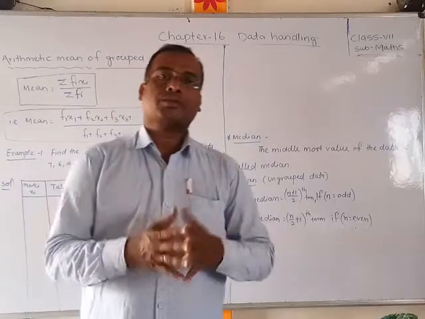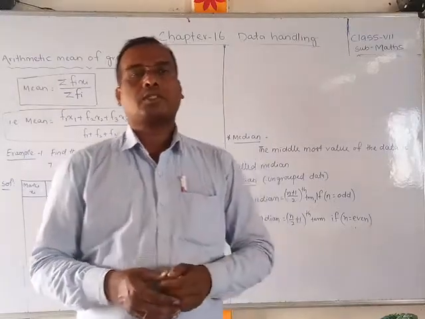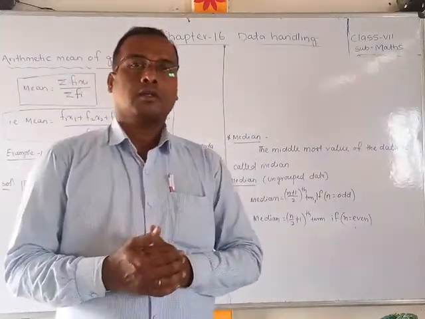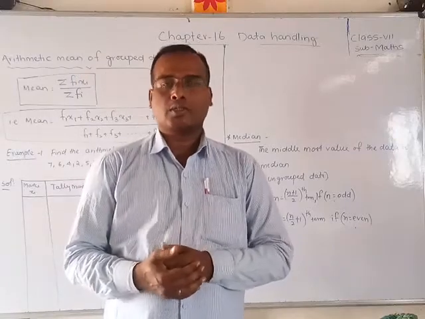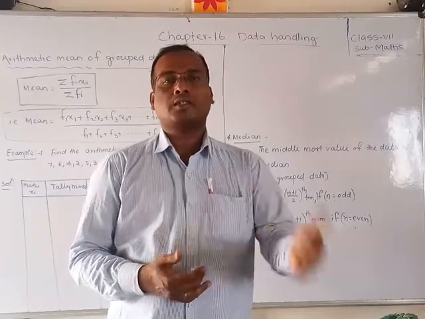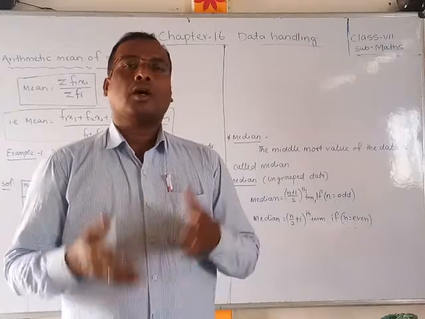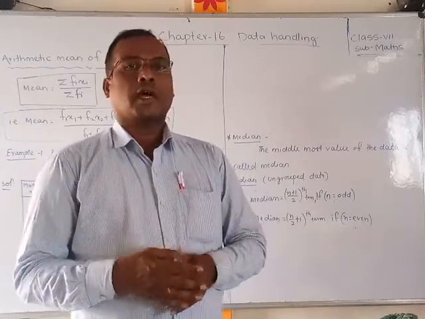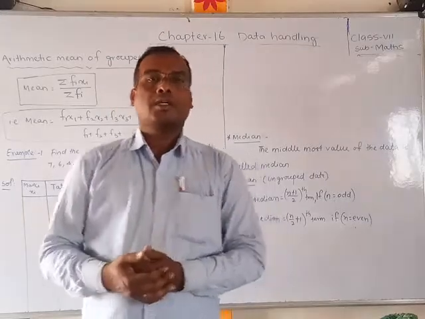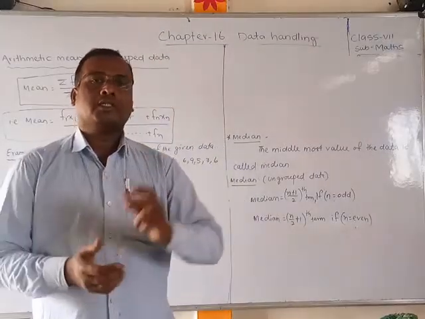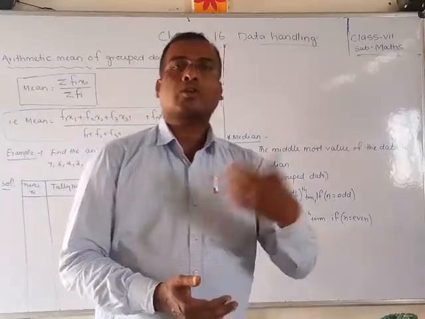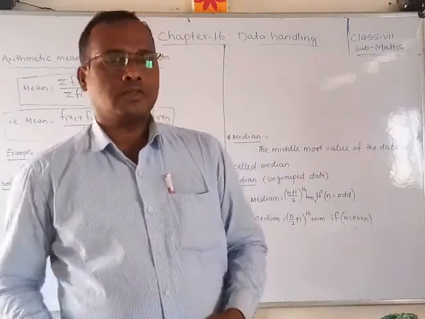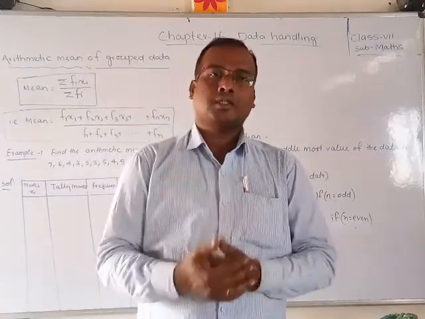Students, today we are going to continue our 16th chapter, which is called data handling. In the previous video we already discussed the measures of central tendency, that is, the arithmetic mean for ungrouped data. Today in this video we are going to discuss the arithmetic mean for grouped data. I already told you that data is categorized as grouped data or ungrouped data. Raw data like 1, 2, 3 is called raw data.